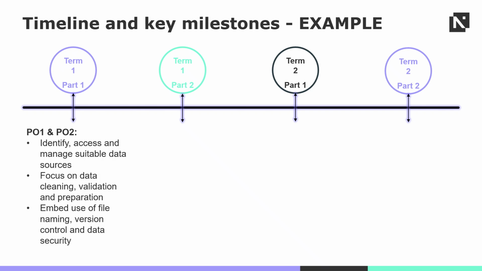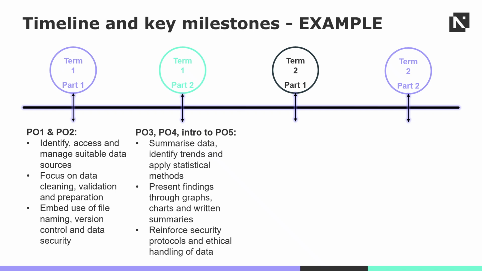So in the first half of the autumn term, focus on performance outcome 1, sourcing data, and performance outcome 2, collating and formatting data. So teach students how to identify suitable data sources, access files securely, and manage file types and storage. Also help students build confidence with data cleaning, validation and preparation tasks. And embed routine use of correct file naming conventions, version control and data security protocols.